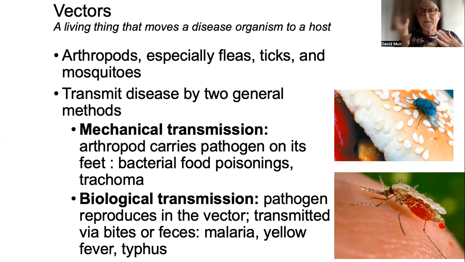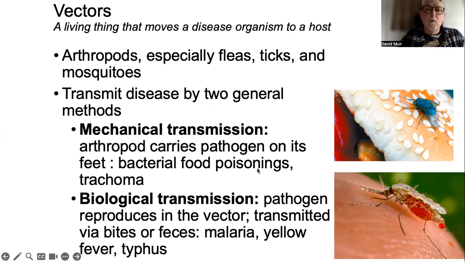If not historically, they can be even now. The most important vectors are the arthropods, and these especially biting insects, but not only, as we'll hear. But if you think of things like fleas, ticks, mosquitoes, these transmit a plethora of diseases to the human population.